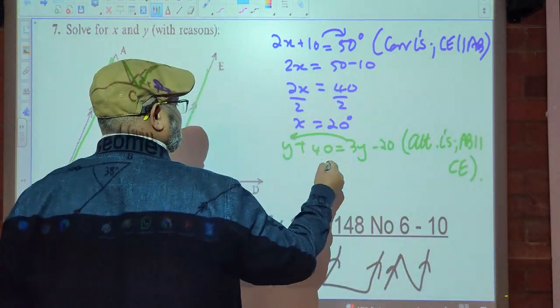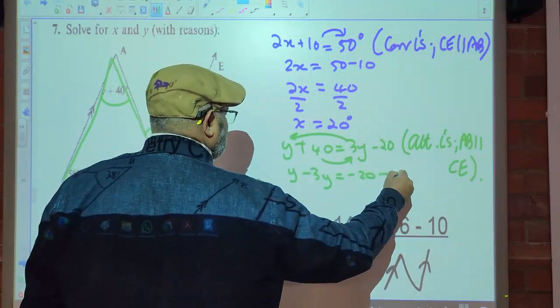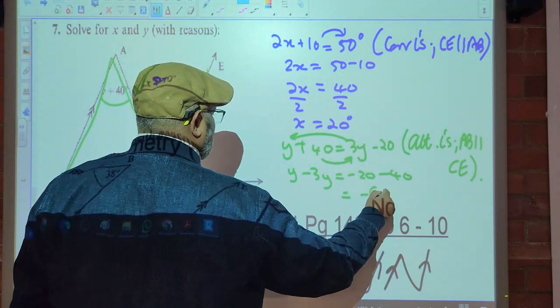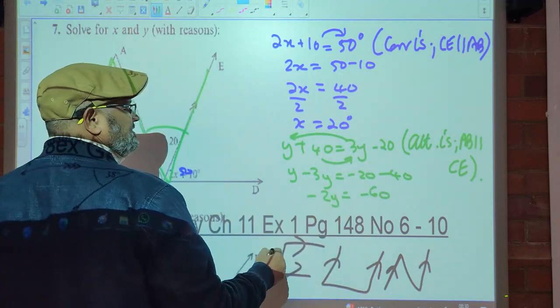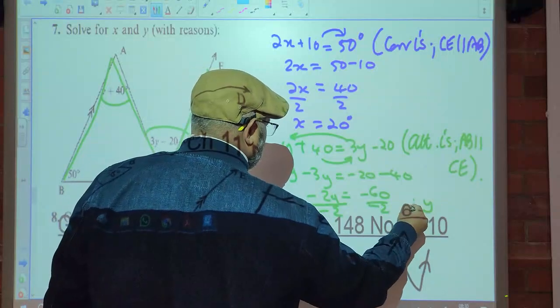They get over the equal sign. So y minus 3y is equal to minus 20 minus 40, which is minus 60 equals negative 2y. Divided by negative 2 both sides. Therefore y is equal to?